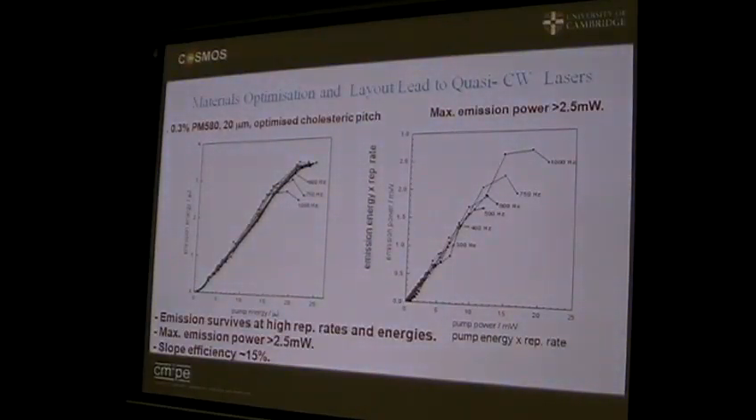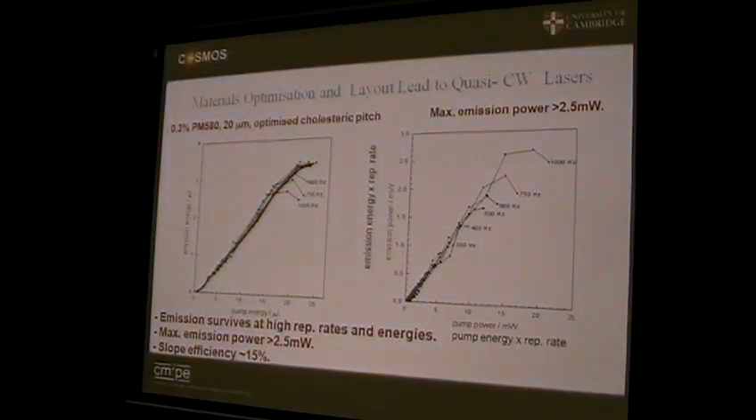For one of our lasers with a slope efficiency of 15%, we get greater than 2.5 milliwatts CW. Okay, it's a single spot laser, and we're pulsing at different rep rates, okay, 500, 750, 1000 hertz. 1000 hertz to the eye is continuous. This laser I'm using is a pulse laser.